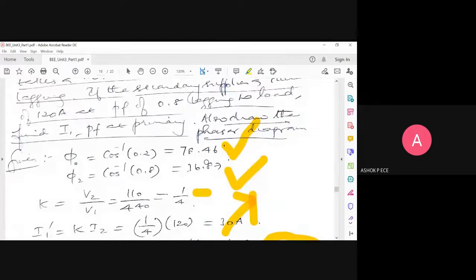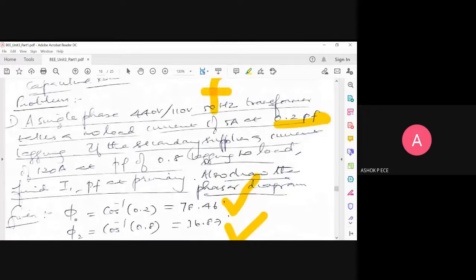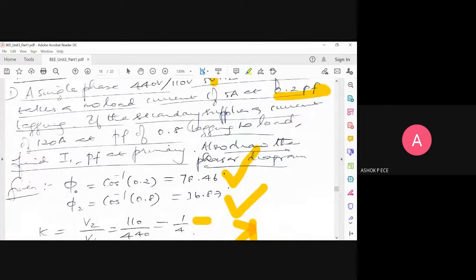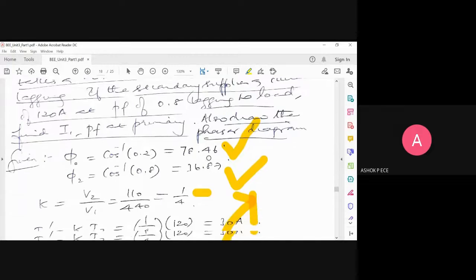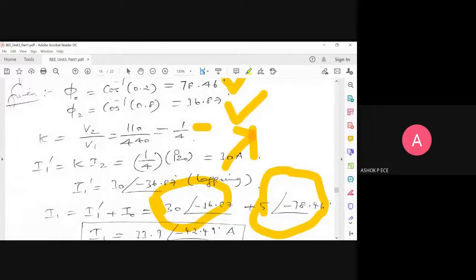Okay. See, the secondary supplies a current at 0.8 lagging to the load. So that is going to be the power factor for your primary. You should not take the minus 78.46 as the angle for the primary current I1 dash, because that is only for the no load current. They told that secondary is going to supply a current which is lagging, so that component only you should take as the power factor angle for your I1 dash. So this 0.2 power factor is only for no load current, and 0.8 is the power factor you should consider for the current I1 dash.